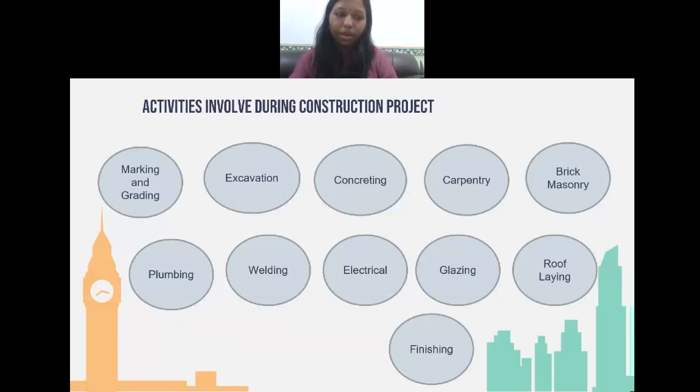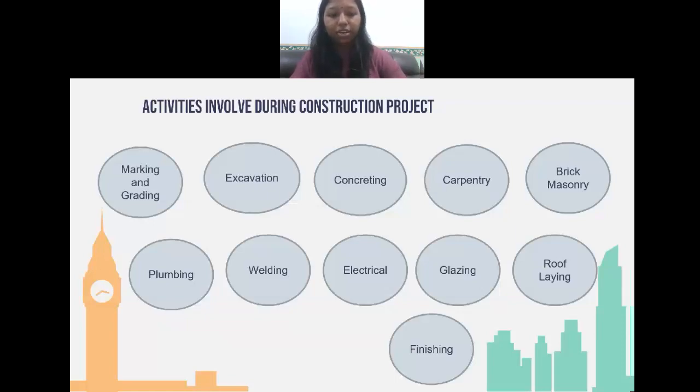Then plumbing. Plumbing is putting in pipes for the water flow to ensure they will function properly. Then will be welding. What is welding? Welding is to bind materials for structural processes. It has different types of welding for different types of metal.